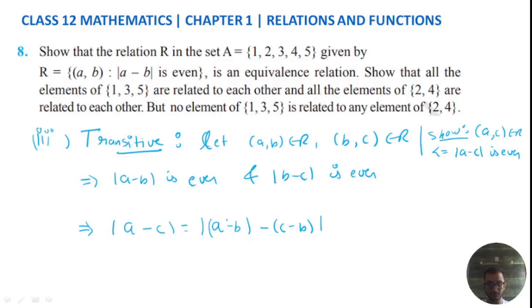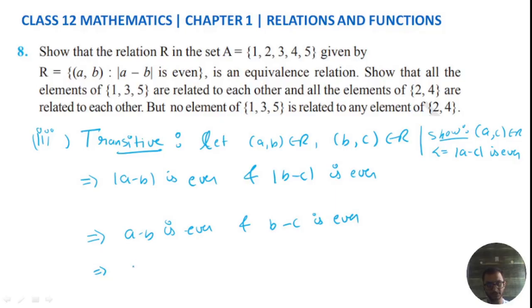This part is even, because mod of a minus b is even. That will also mean that, before this step you should write this step. Let me write it. This will mean that a minus b is even, right? Because what is modulus of a minus b? It is nothing, we are just checking with sign, but sign doesn't matter when we are writing even and odd, and this also means b minus c is even.